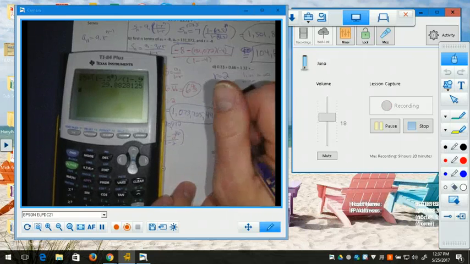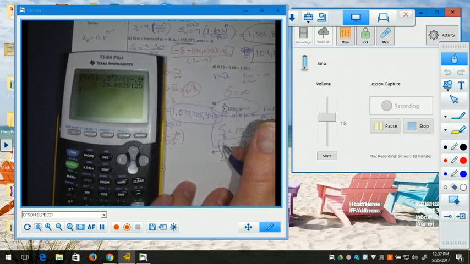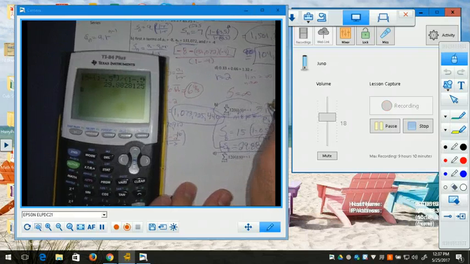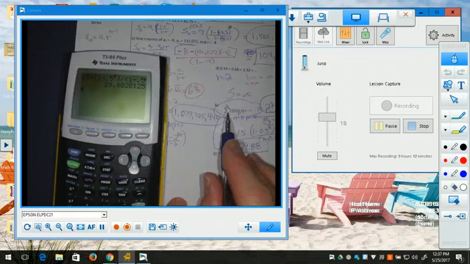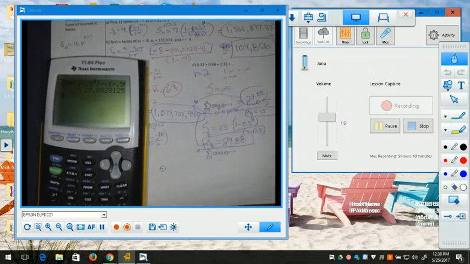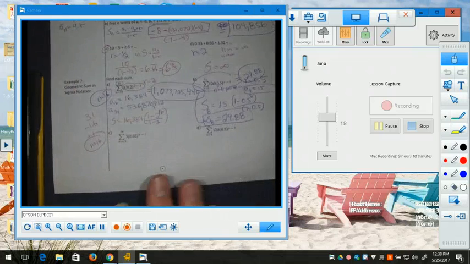So that'd be the sum of the first 8 for this. Actually, not the first 8, but for this, it would be 29.88. I could get that same value by writing out all 8 terms and adding them up. That would be my first preference.